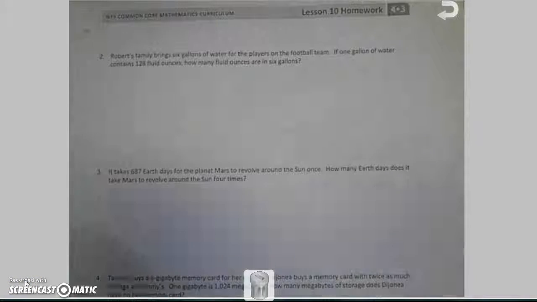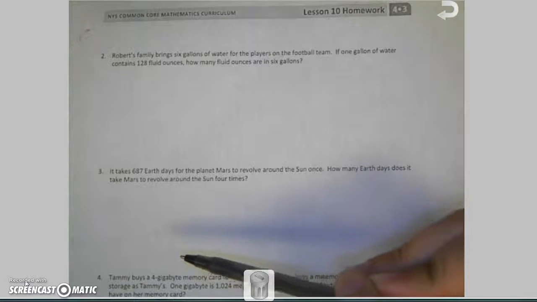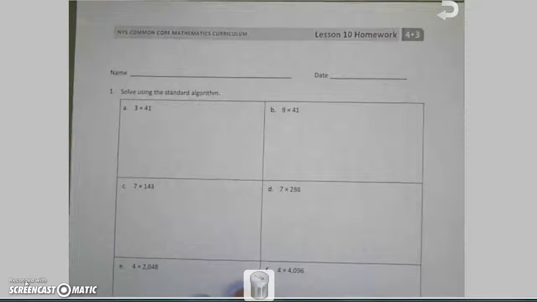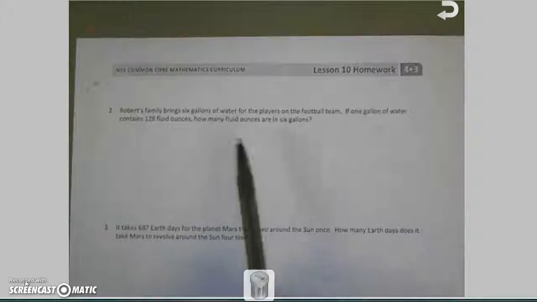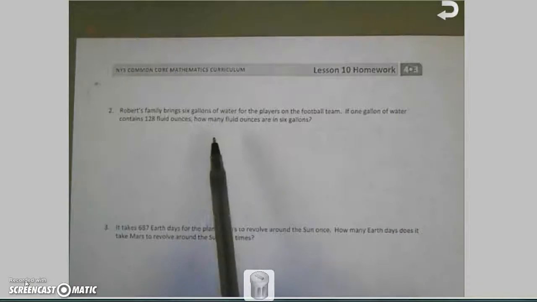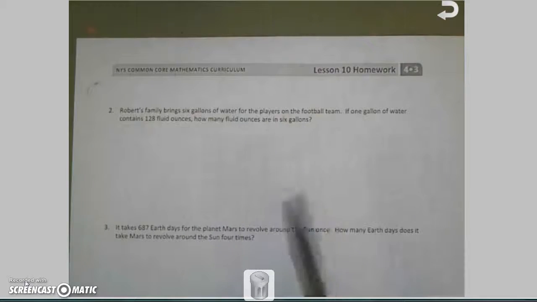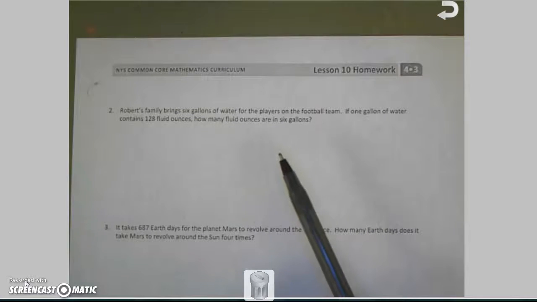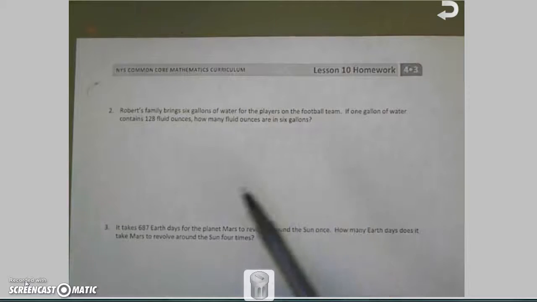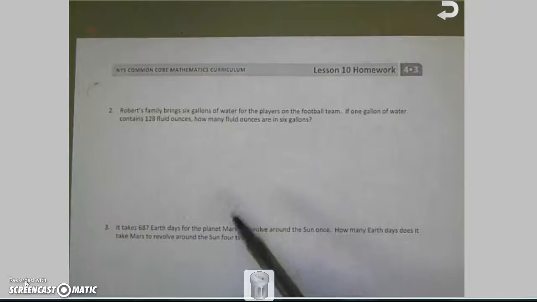Okay, today we're going to look at Lesson 10 homework. We're only going to focus on the word problem side because if you can do the front side, then the reverse is the same idea. Today we're looking at multiplying 3 and 4 digits by a single digit using the algorithm. You can use the place value model, the area model, or the decomposition model that we did in previous lessons, but for time's sake I'm just going to perform this using the algorithm method.